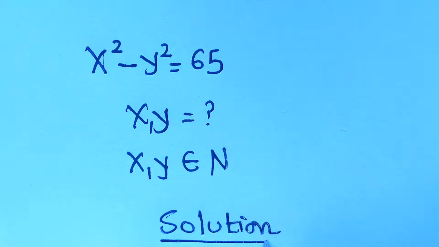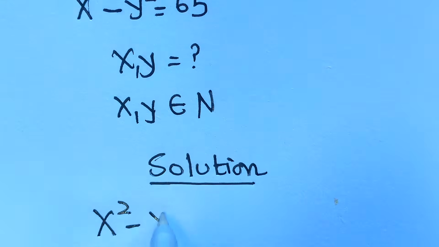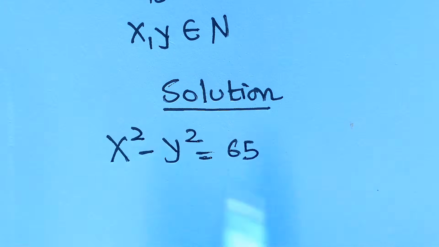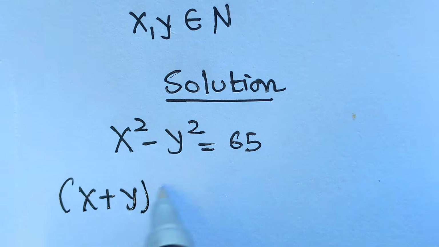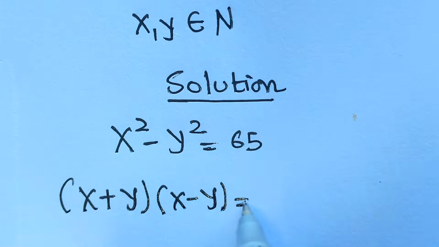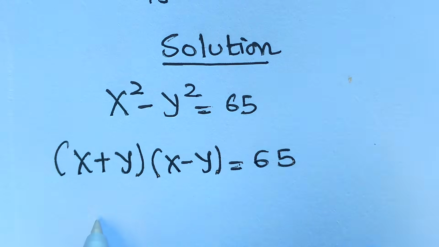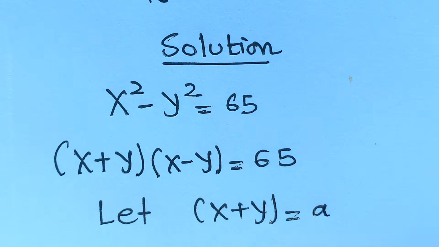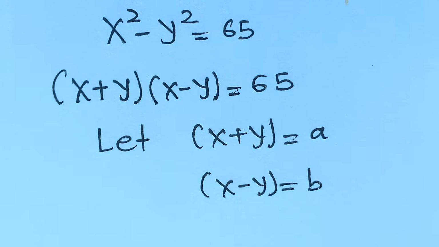Very quickly, the first thing is to copy what we have: x squared minus y squared equals 65. If you haven't noticed, this is a difference of two squares, where we have (x plus y) times (x minus y), which equals 65. Then what can we do? We can start by writing x plus y equals a, and x minus y equals b.